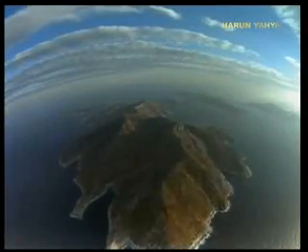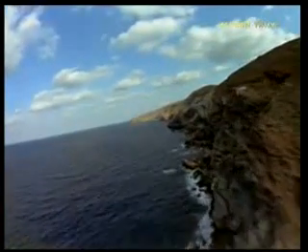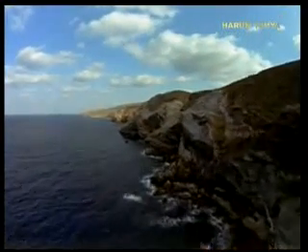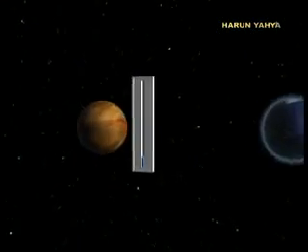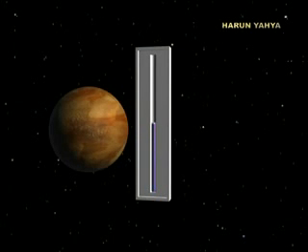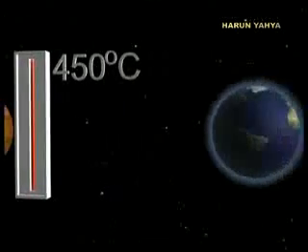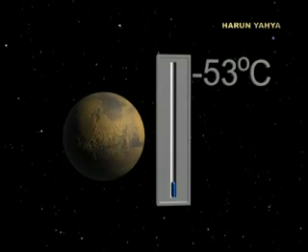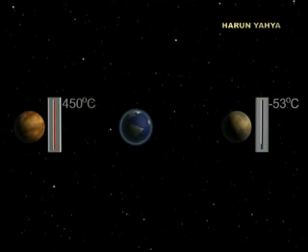The temperature range that permits carbon to give rise to organic compounds exists only on Earth. And this temperature range is a highly delicate one. To make a comparison, the temperature on Venus, the next planet to the Earth in the solar system, is around 450 degrees Celsius, and the temperature on Mars, the next planet after the Earth, is -53 degrees Celsius. It is impossible for carbon to give rise to organic compounds in such burning heat and freezing cold.